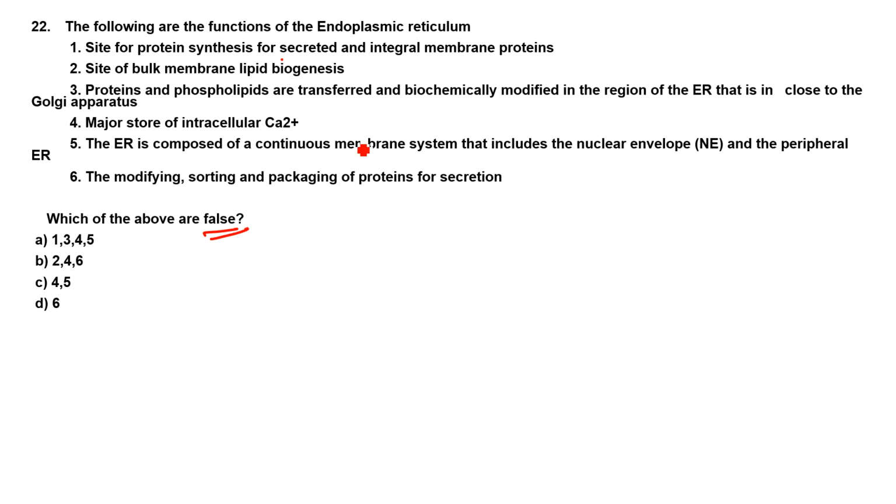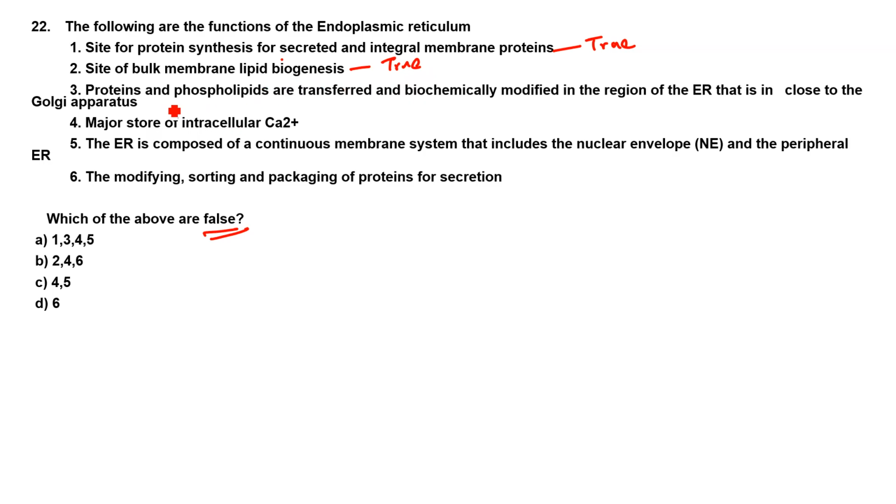So these are actually tricky questions. You have to read the question very thoroughly. So you see, first statement: site for protein synthesis for secreted and integral membrane protein. Anyone wants to try? Is it correct or false? This is true, because just now we saw that the RER is the site for protein synthesis. Site of bulk membrane lipid biogenesis, is this true or false? This is also true, because the smooth endoplasmic reticulum is involved in lipid biogenesis.